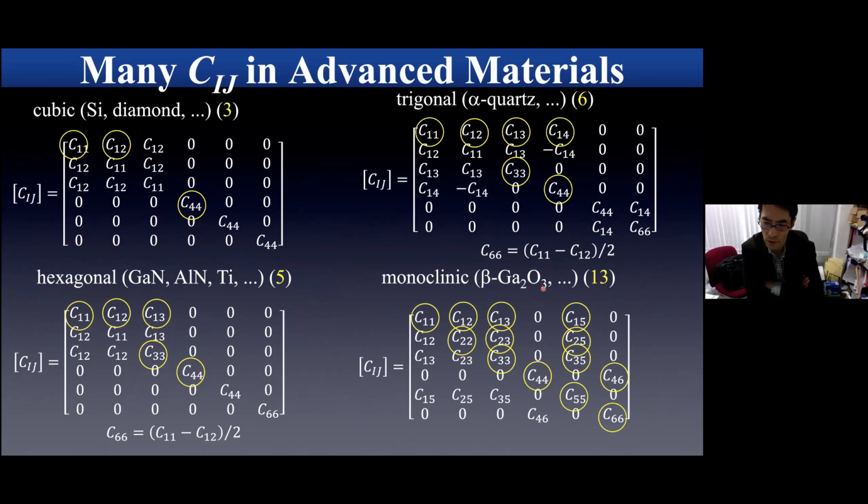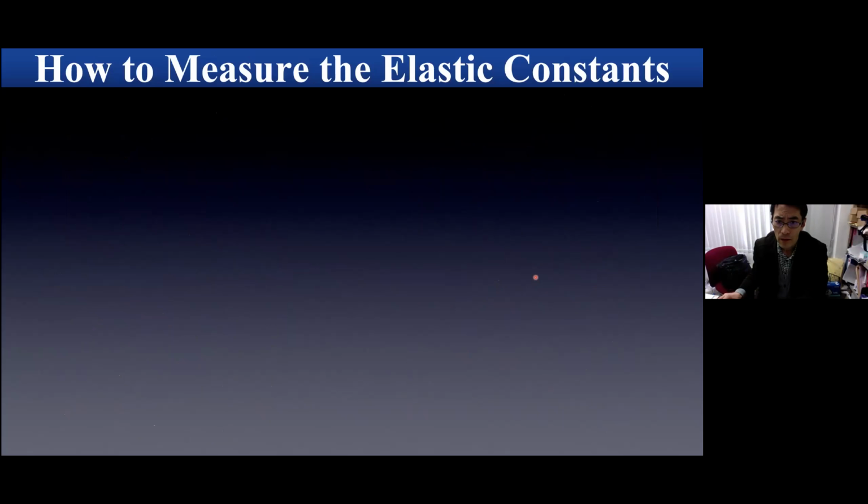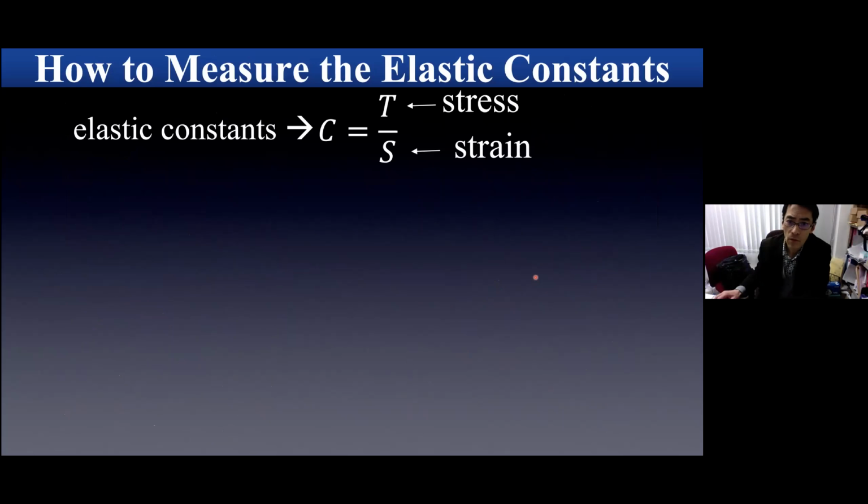And we have to know all of them. Otherwise, we cannot design the fine devices. So it is very difficult to determine them. And then how do we measure the elastic constants? From the definition, the elastic constant is given by the applied force or stress divided by strain. So you measure the stress or force and the deformation. Then you can obtain the elastic constant.